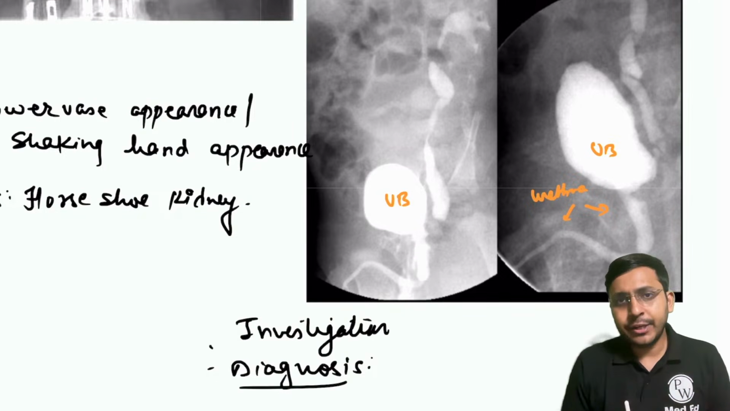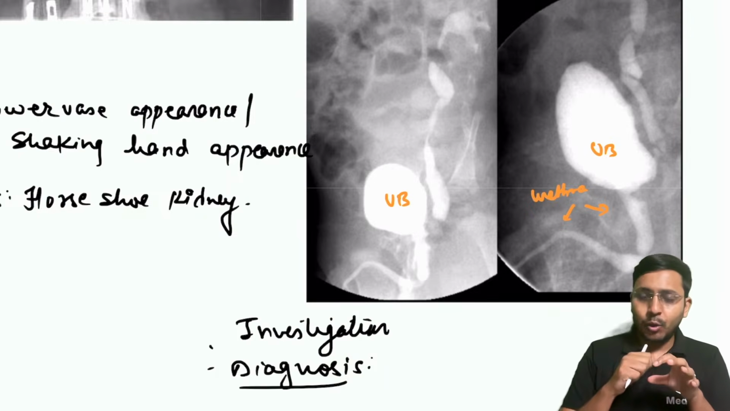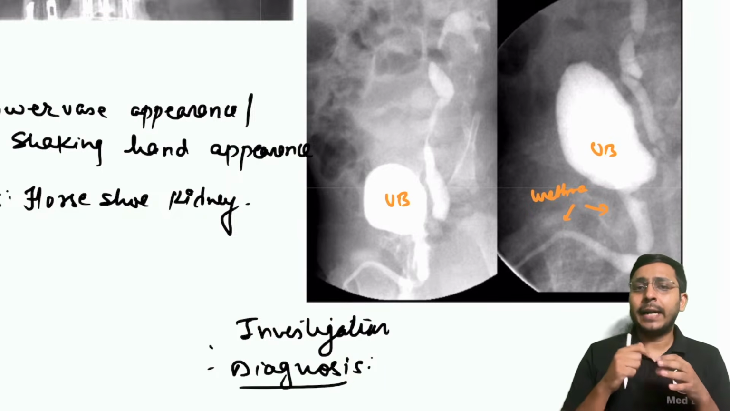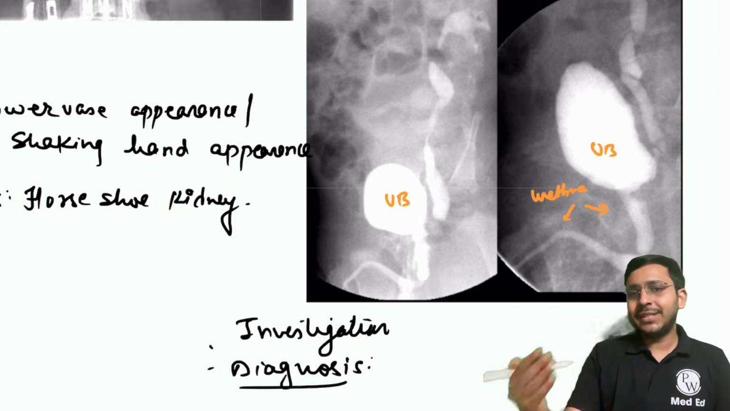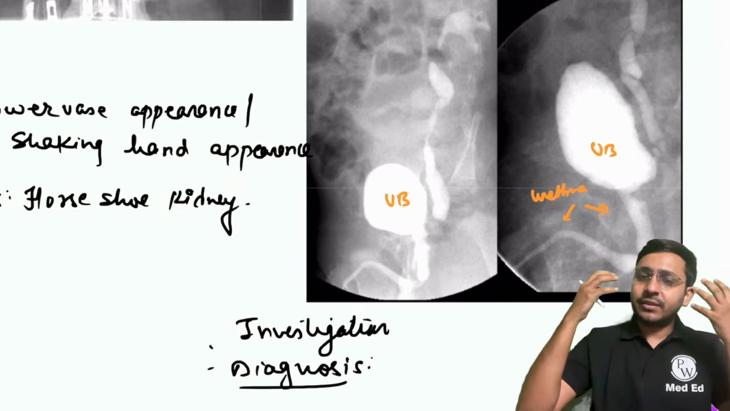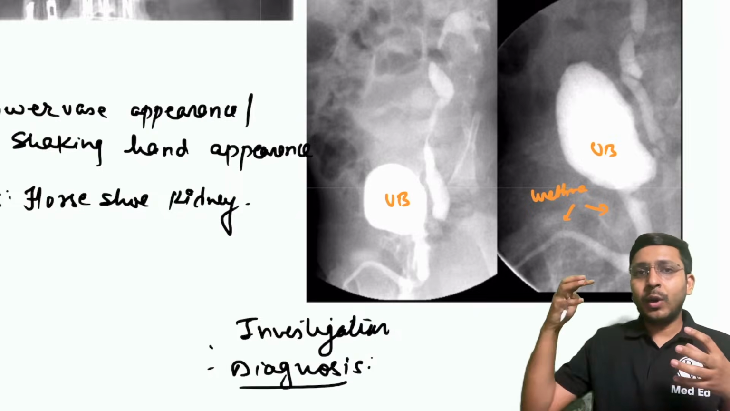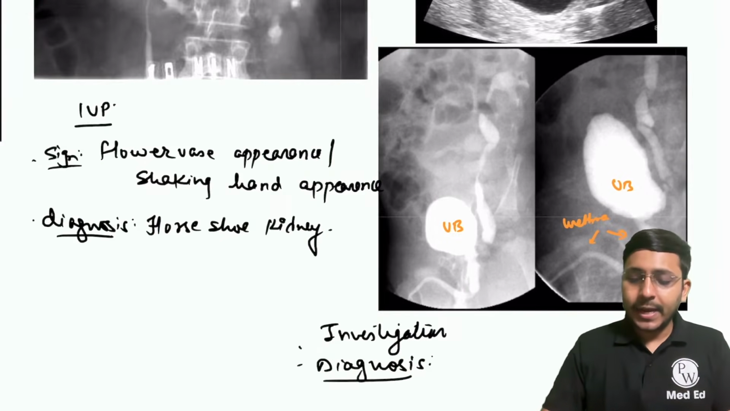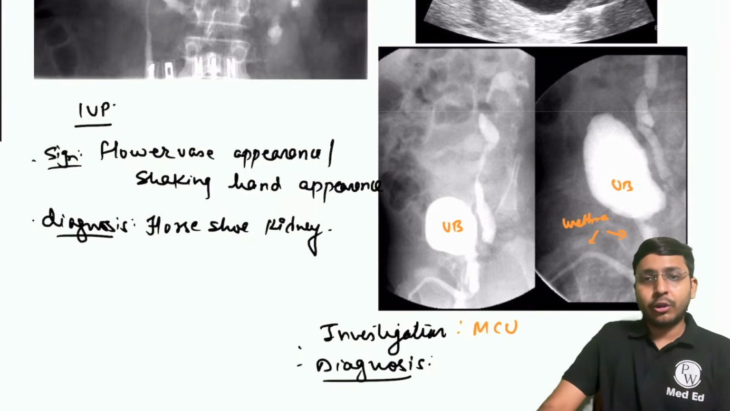How do we do an RGU? We cannulate the urethra and then we put in a dye. So in an RGU, retrograde urethrogram, we only see the urethra. We don't see the bladder. If you're seeing the bladder and the urethra, that means the patient is micturating on the table, right? The patient is micturating on the table and you are taking an X-ray. That is how an MCU is taken. So this is an MCU, or micturating cystourethrogram.